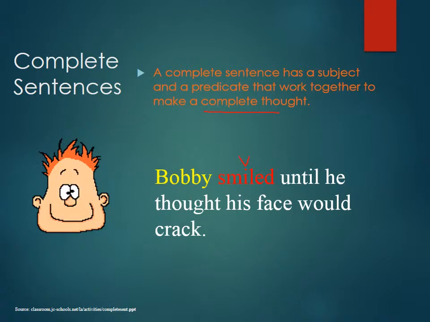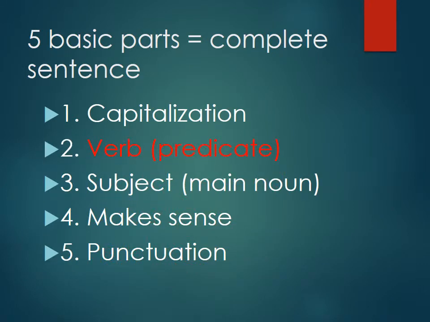Okay, that's our action. That's what's physically being done. Then we can narrow this down to find our subject by asking who or what smiled until he thought his face would crack. The answer to that question is Bobby, so we have narrowed it down to our subject. And then this particular sentence makes sense. It starts with a capital letter and it has punctuation, so we have a complete sentence. So the part of this formula that we're going to be focusing on today is number 2, the predicate or the verb.